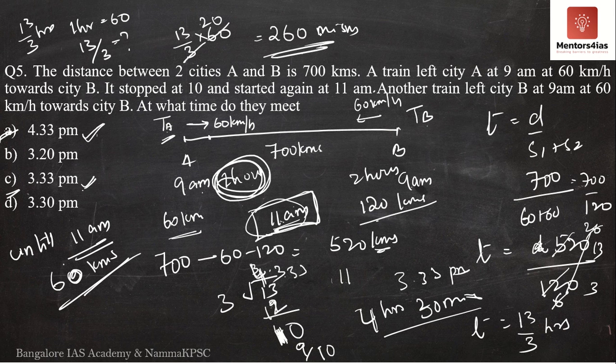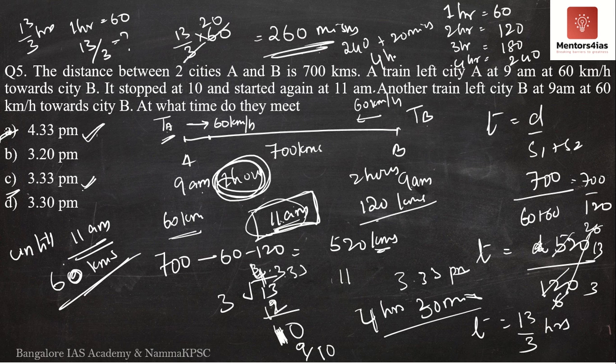So how much is 260 minutes? See here, 1 hour is 60 minutes. 2 hours is 120 minutes. 3 hours is 180 minutes. 4 hours is 240 minutes. This is 260 minutes, meaning it is 240 minutes plus 20 minutes. Or I can say they take 4 hours and 20 minutes extra. After 11 a.m., they take 4 hours 20 minutes to meet each other.